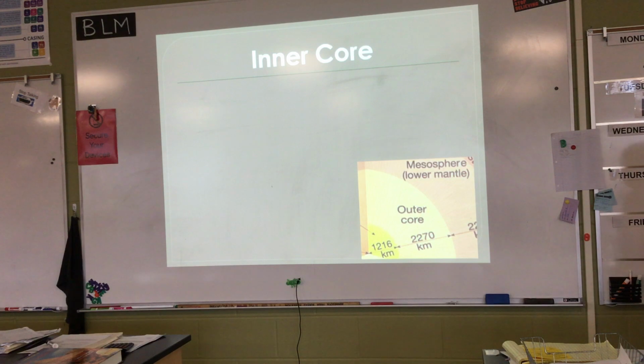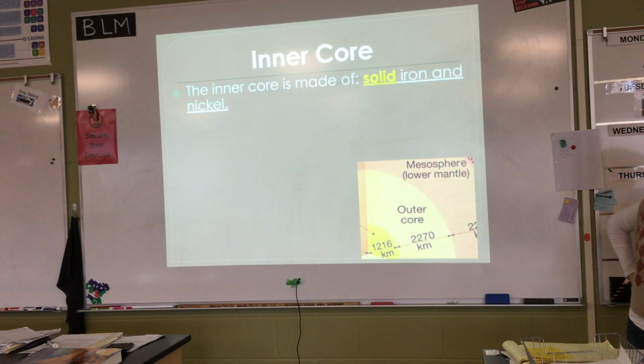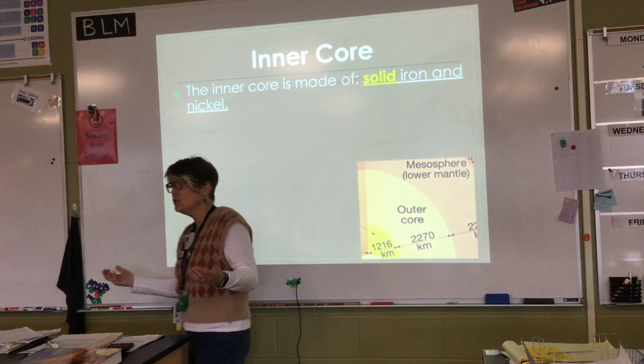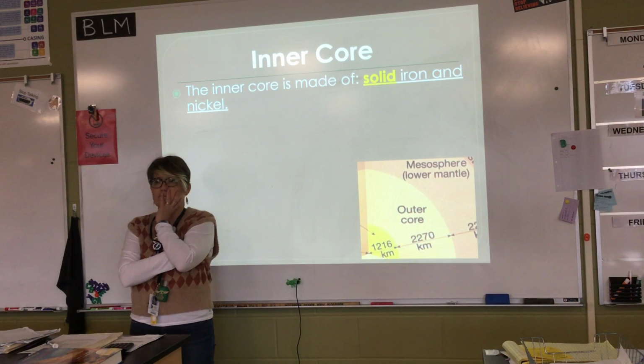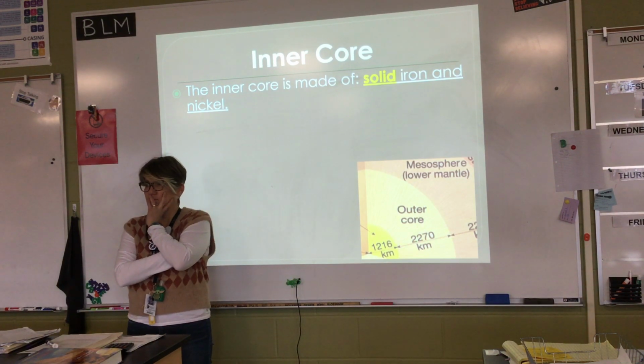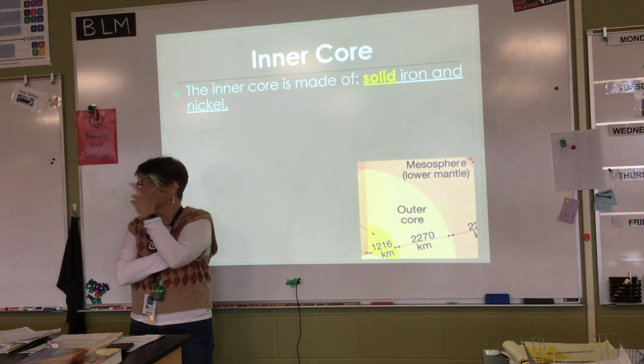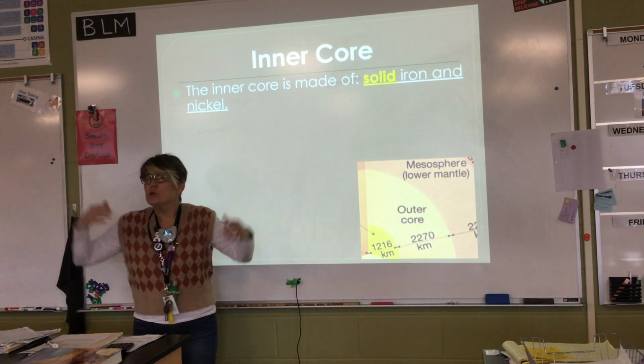All right, let's go to the inner core. The inner core is made of solid iron and nickel. Now, this is weird because we just said the outer core is liquid. So why is the inner core solid? Why do you think? Pressure. There is so much pressure.